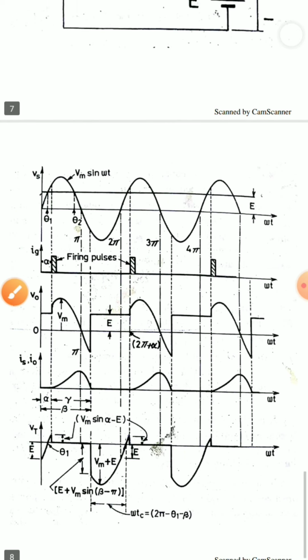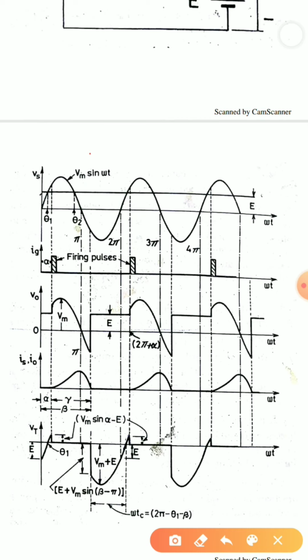Now to find V0 here, we can clearly see that my thyristor conducts from alpha to 2 pi plus alpha.